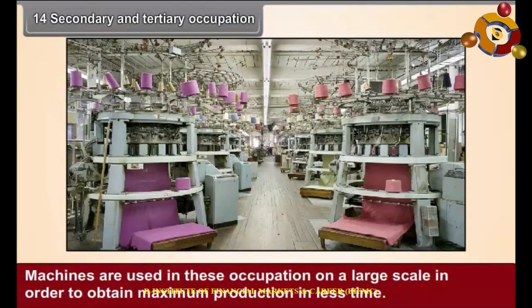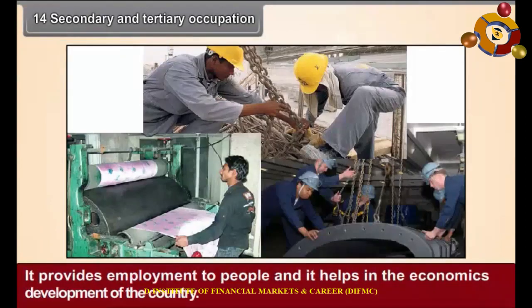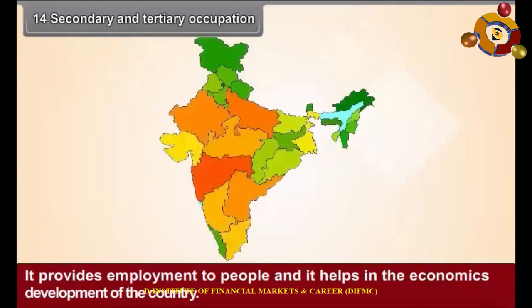Machines are used in these occupations on a large scale in order to obtain maximum production in less time. As a result, mass production becomes possible. It provides employment to people and it helps in economic development of the country.